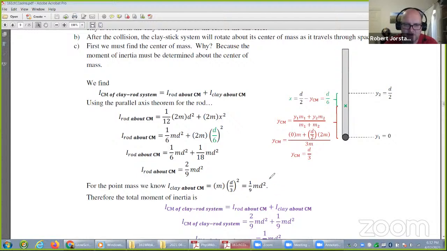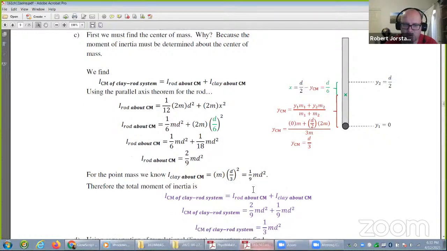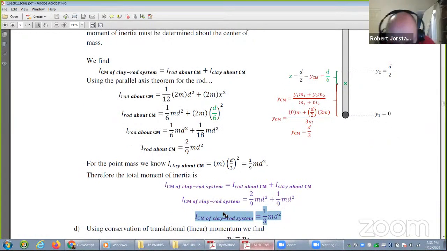Next, for the point mass, I got to add in the point mass too, right? Well, this one has distance d/3. Its mass is m. There's how I get that. The total moment of inertia is, oh, that cracks me up. Look at that. By chance, it turns out to be 1/3 md squared. If you weren't paying attention and you just wrote down some random formula, you probably would have gotten that right. Oh my gosh, these are the things I find funny.